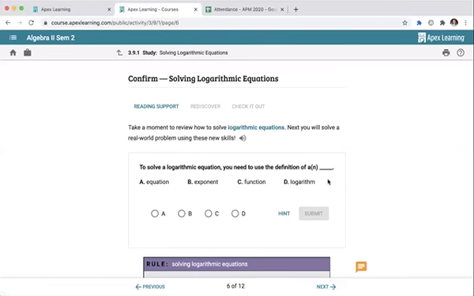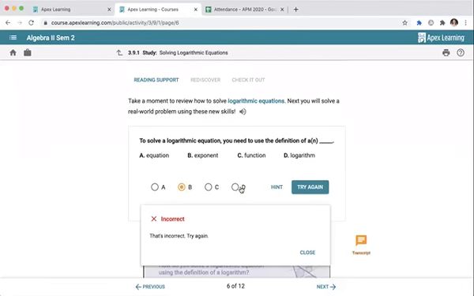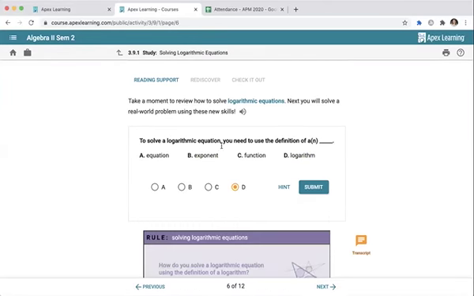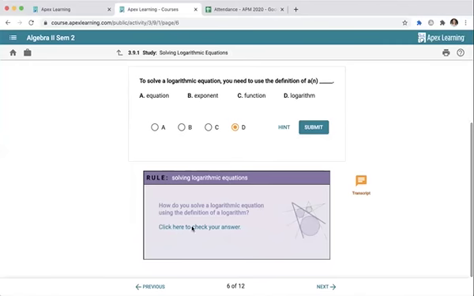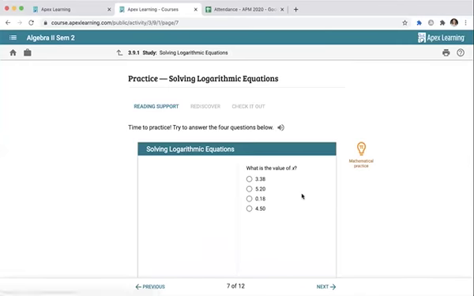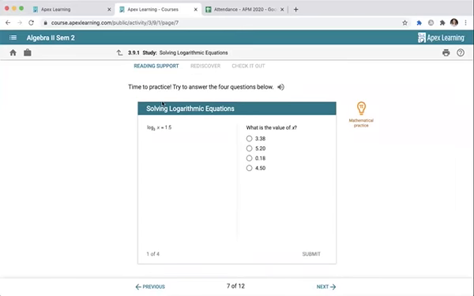Okay. So to solve a logarithmic equation, you need to use the definition of logarithms. And that definition of logarithms is showing you how logs relate to exponents. So you're just going to use that to then solve there. Of course, really great problems here, and I'll let you work these on your own.